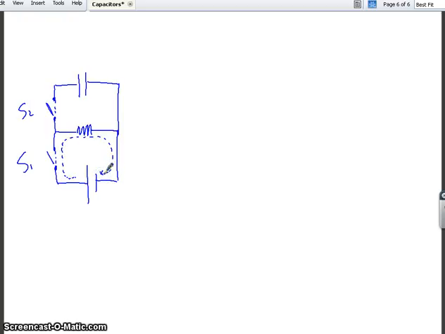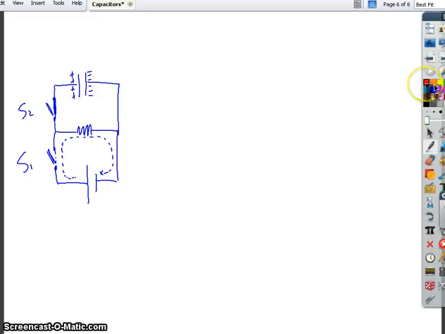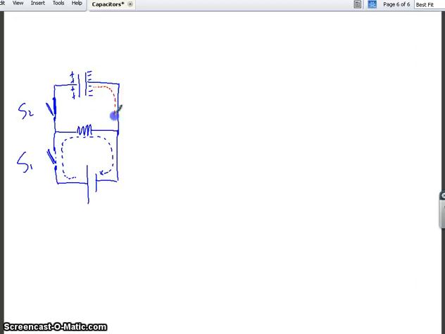And then the next question will say something like, what happens if we open up S1 but close S2? So basically we disconnect the battery and the capacitor is still fully charged. What's going to happen here is over a certain period of time, we're actually going to see the capacitor discharge.